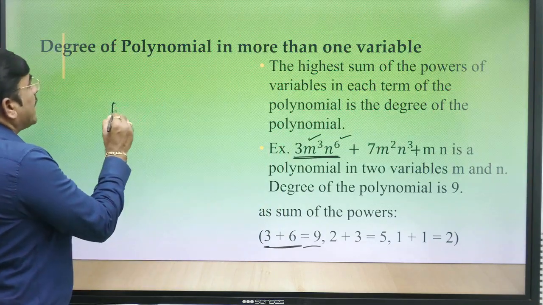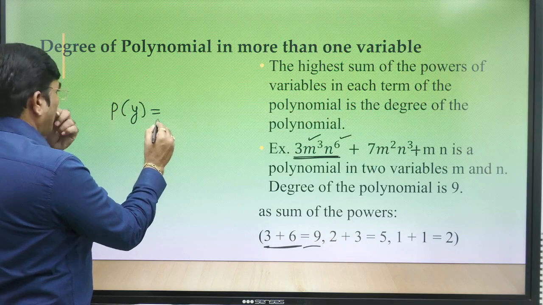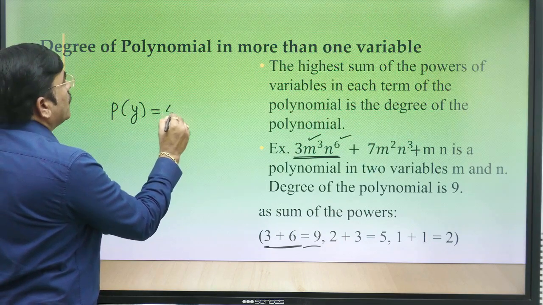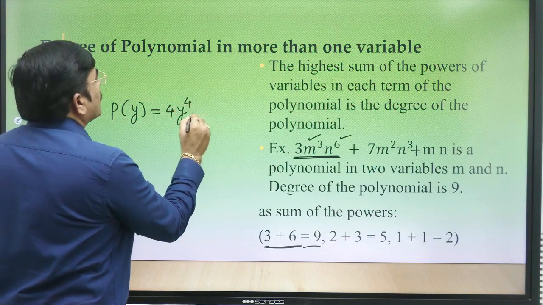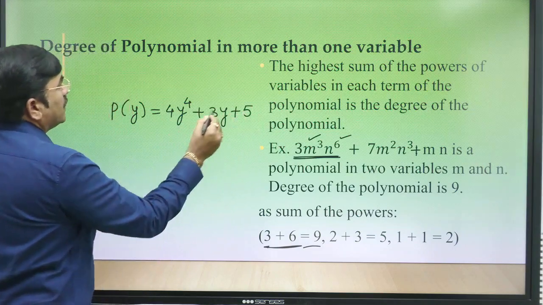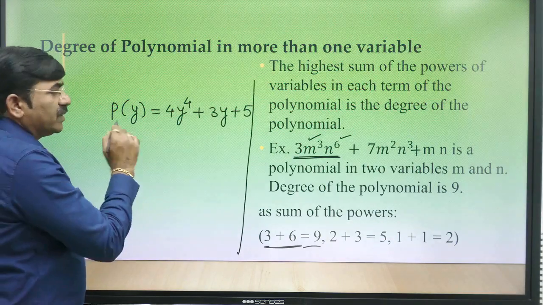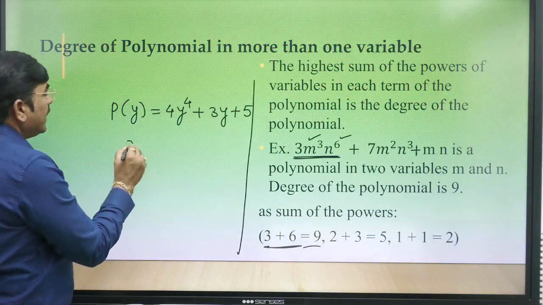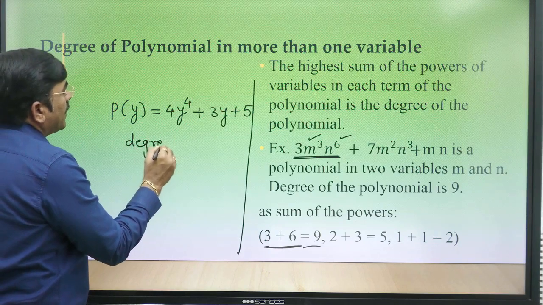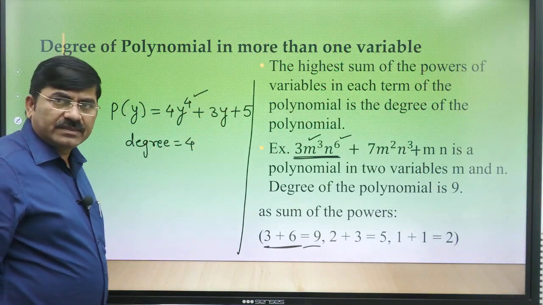So, suppose I write p of y is equal to 4y raised to 4 plus 3y plus 5, then this is a polynomial in one variable, and that is why the degree is 4, because the highest power is 4 in this case.